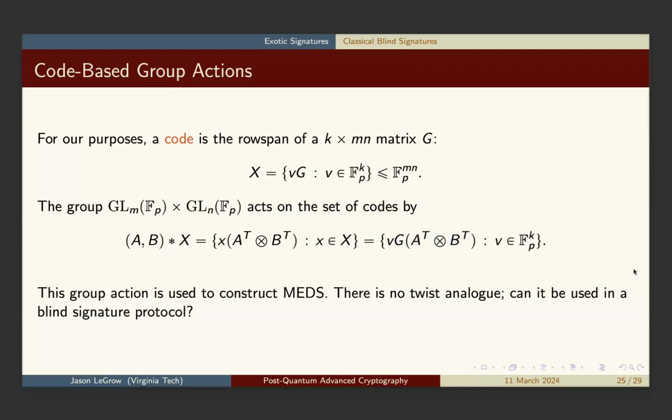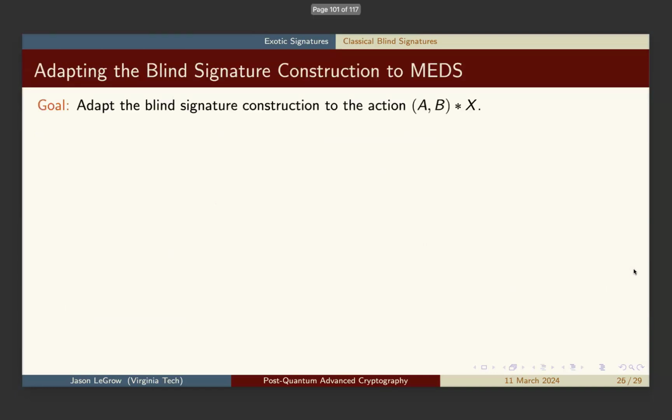It's used to construct matrix equivalence digital signatures, MEDS, invented at this very university, or at least by one of the people at this university. You want to use it for blind signatures, but there's no analog of the quadratic twist. Also, the group is not abelian, so that's really bad. But even worse, there's no quadratic twist. So what can you do? Our goal now is to adapt the blind signature construction to this setting.